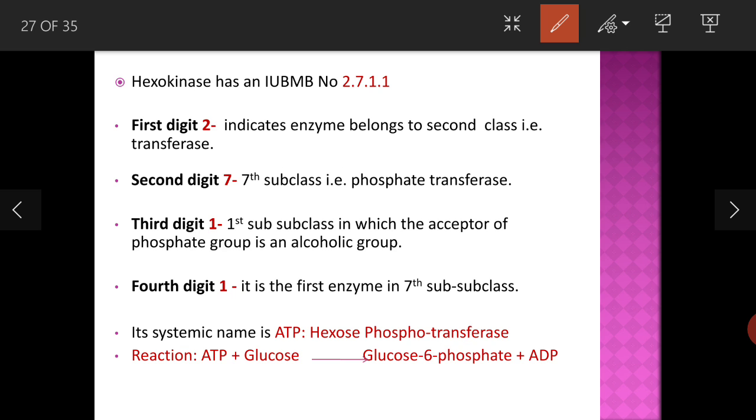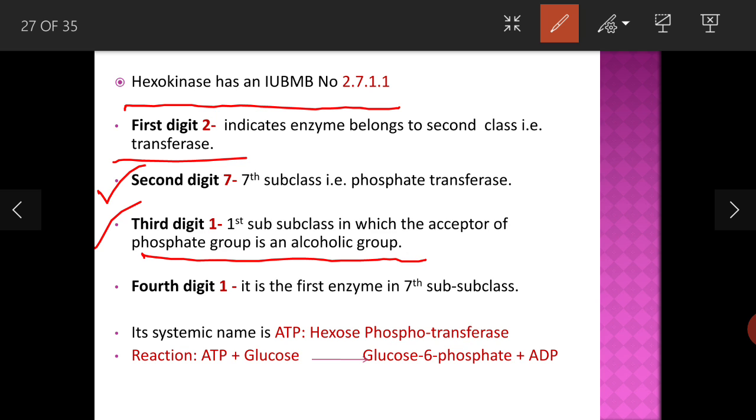For example, hexokinase has the IUPMB number 2.7.1.1. The first digit 2 indicates the second class of the IUPMB system, the transferases. The second digit 7 indicates the seventh subclass, a phosphate transferase. The third digit 1 indicates the first sub-subclass, in which the acceptor of the phosphate group is an alcohol group, that is, the type of substrate it acts on. And the fourth digit is 1, so it is the first enzyme in that subclass.